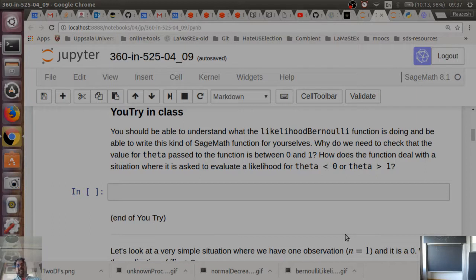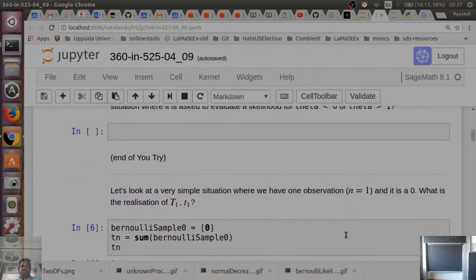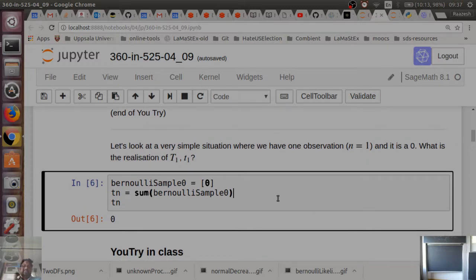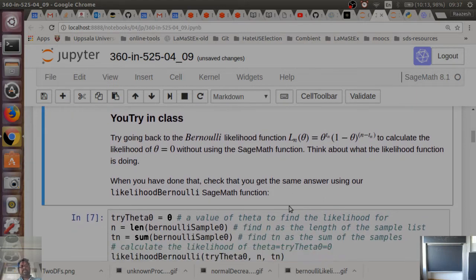Okay, so here is a little bit more. Yeah, we'll probably skip this. Sorry. So let's just quickly go through this. If I have the Bernoulli sample 0 as just the tail, just the 0 event, then of course Tn is just 0 because there are no ones in it.